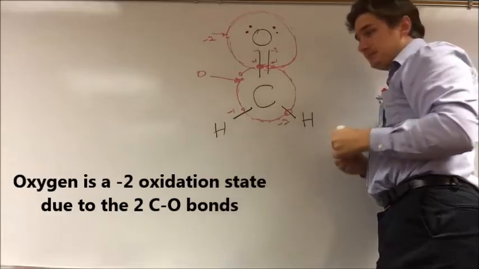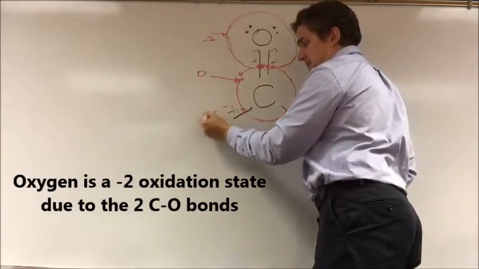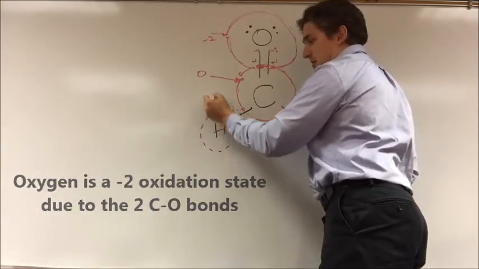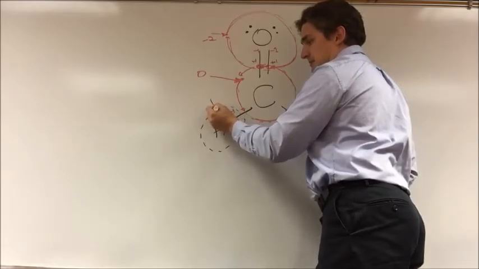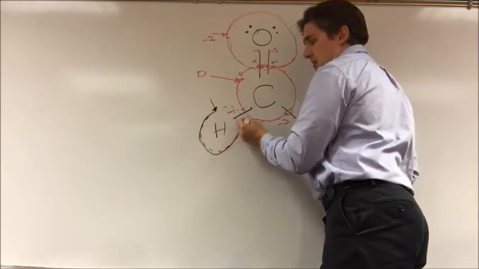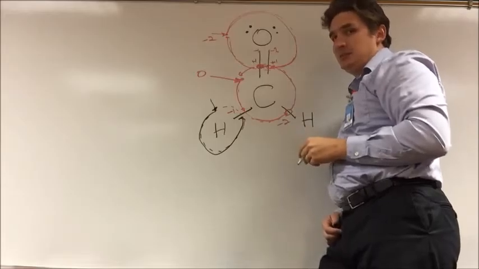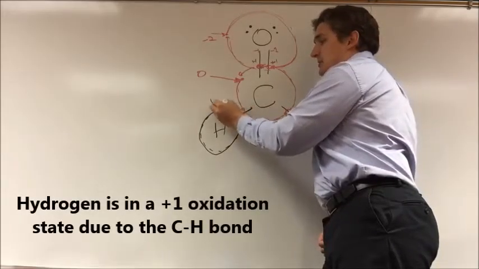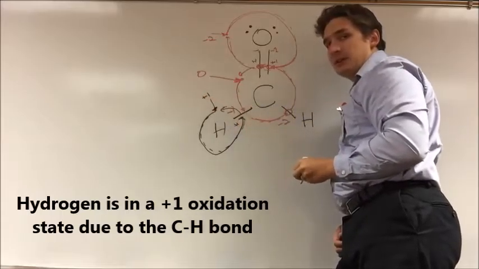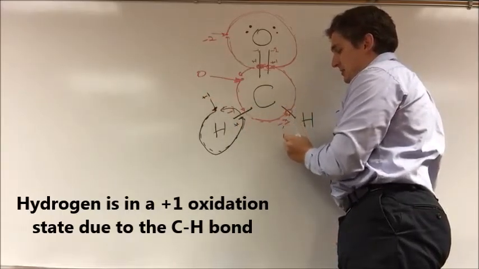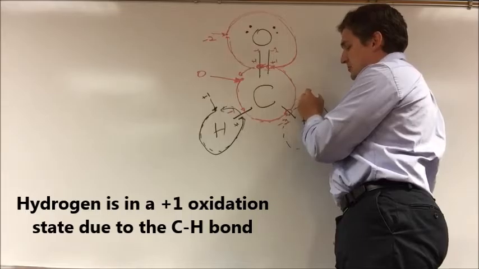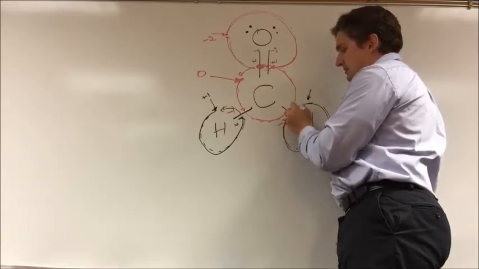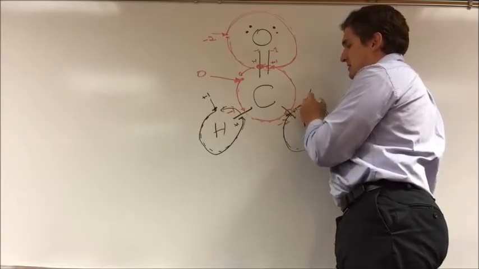What about hydrogen? Do the same thing for hydrogen. Draw a circle, pick an arbitrary starting point. We come across our only bond. This is a carbon-hydrogen bond. Hydrogen is less electronegative than carbon, so we're going to add +1, and this will give us a total of a +1 oxidation state for hydrogen. And the same thing will be true of the other hydrogen. Pick our arbitrary starting point, work our way around, add +1 for the carbon-hydrogen bond, and this finishes us with a +1 oxidation state.